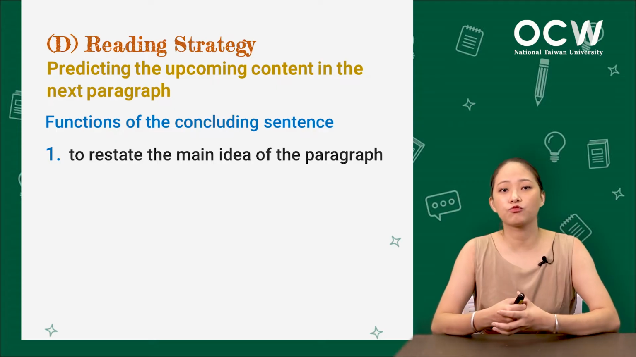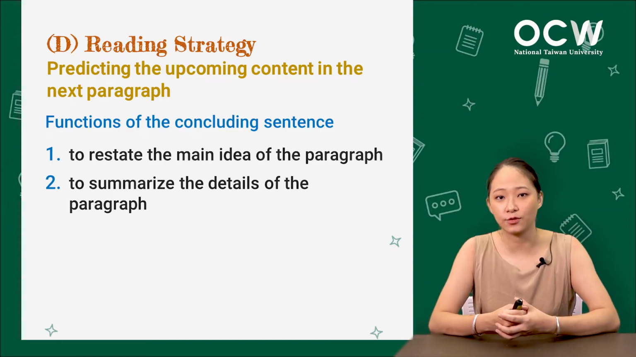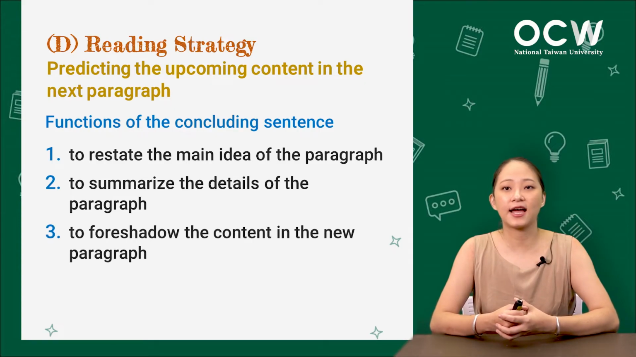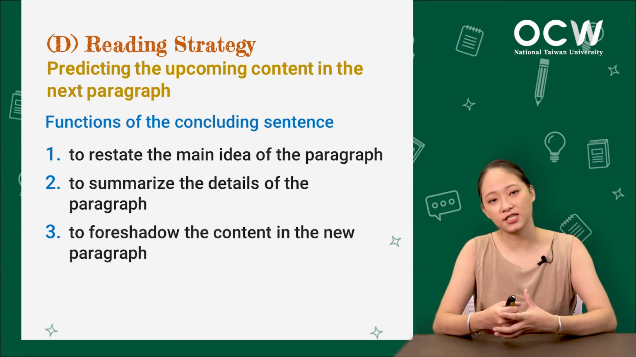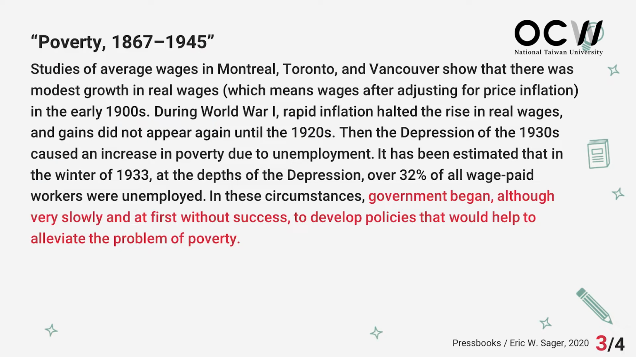First, it helps us to restate the main idea of the paragraph you just read. Second, it helps us summarize the main key details of the paragraph. And lastly, it foreshadows the content of the next paragraph that follows. And so, looking at this particular concluding sentence, it says the government began, although very slowly at first and without success, to develop policies that would help to alleviate the problem of poverty. So what kind of keywords do you see in this? The word policy, isn't it?